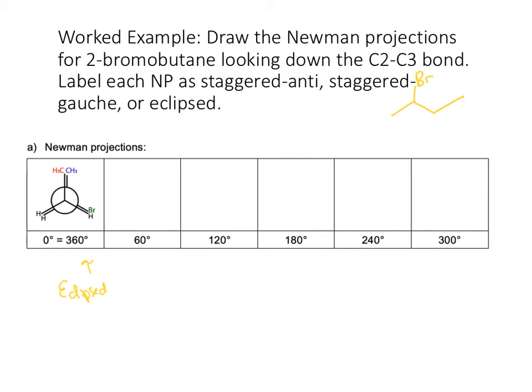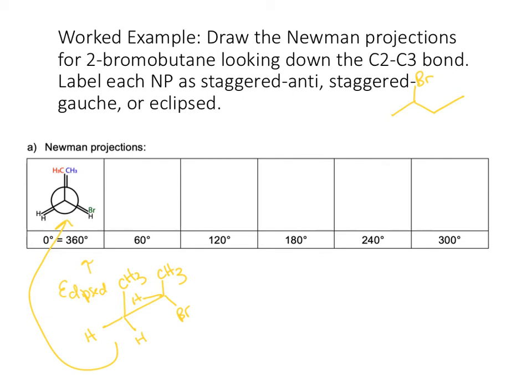Now if I'm looking down that C2 bond, if I wanted to draw this kind of like a sawhorse projection, I would have my H's here and my methyl up, and then this methyl would be up, and I'd have a bromine here and a hydrogen there. So this sawhorse projection corresponds to that Newman projection.